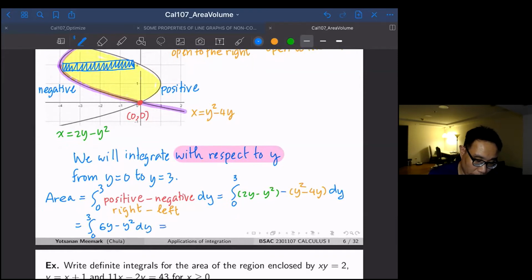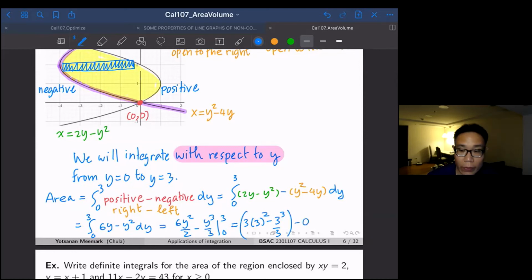So you integrate 6y, so you get 6y squared over 2 minus y cubed over 3 from 0 to 3. So you get 3 squared minus 3 cubed over 3, subtract 0. Okay, and this one will be 27. Okay, and you integrate y squared.